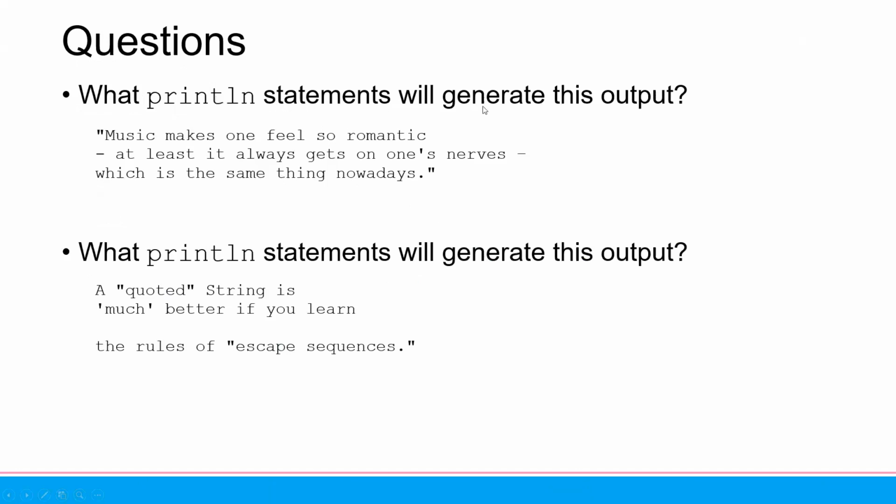So what println statements will generate this output? We start with the double quote, "Music makes one feel so romantic." And then we start with the dash, "At least it always gets on once," with single quote, "nerve," and which is the same thing nowadays. And then we finish with the double quote. So how can you make the Java statement to print this one on the console?